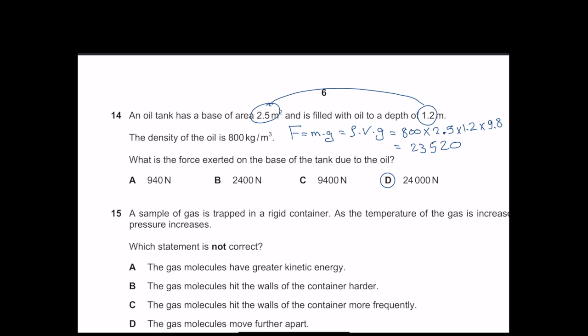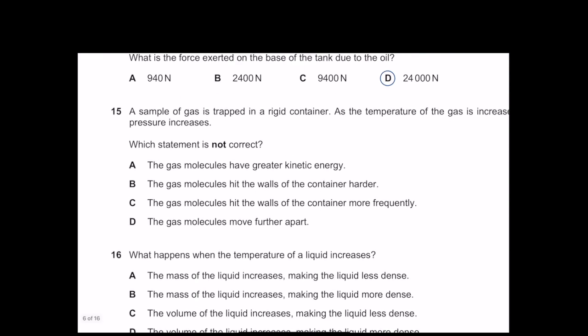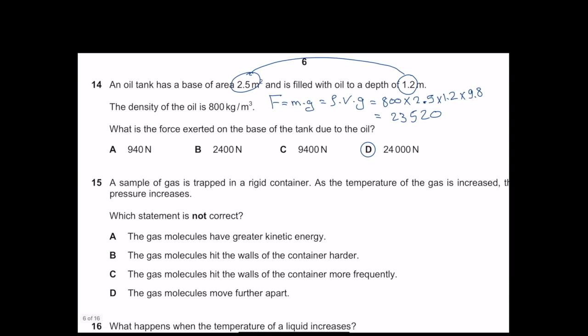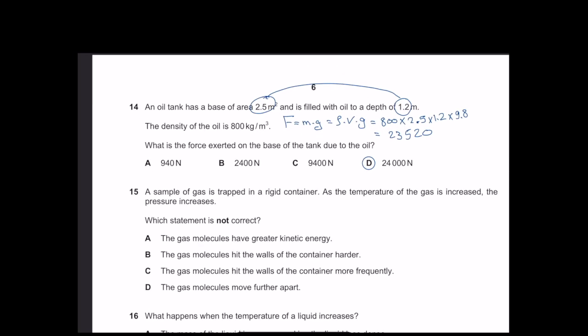Instead of 23,520, because we are using 9.8. If you use 10 as what we did before, it will be exactly 24,000. Anyway, they're trying to deliver the idea of uncertainty before you go to the AS level.